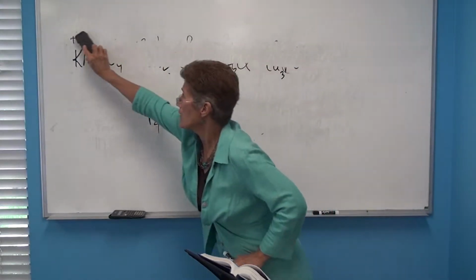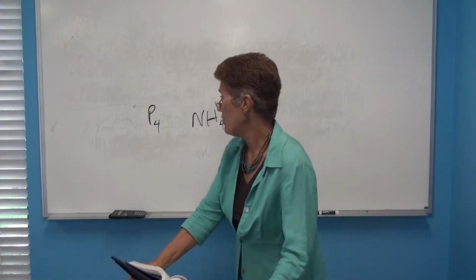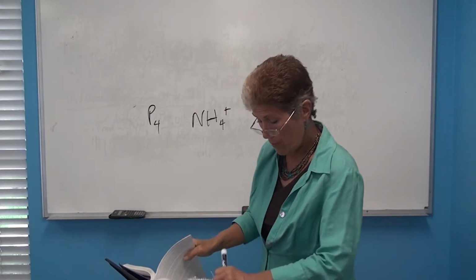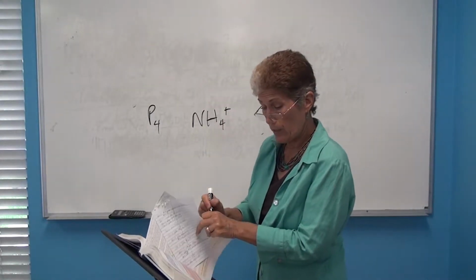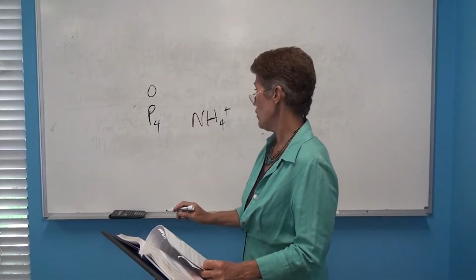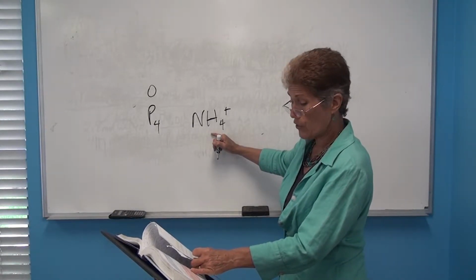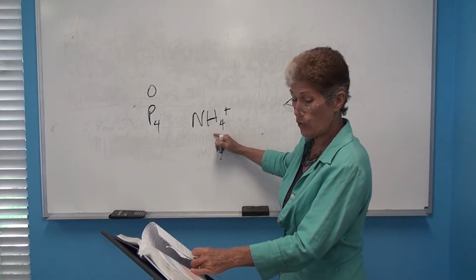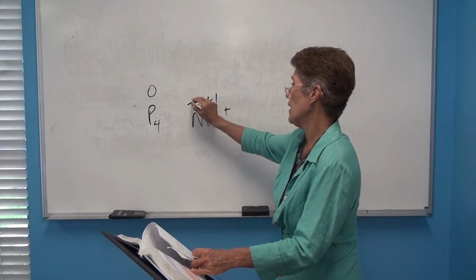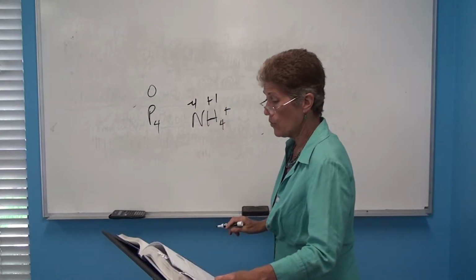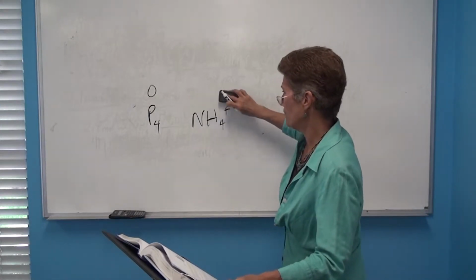Okay, let's do the last 2 here. P4 is rule number 2. That is a homonuclear molecule, so it would get a 0. And then this one, there's no ions here, and there's no fluorine, so you'd go down to rule number 5, which means this is going to get a +1, and there's 4 of these, so this is going to have to be -4. Oh, shame on me. No, let's do this one again.